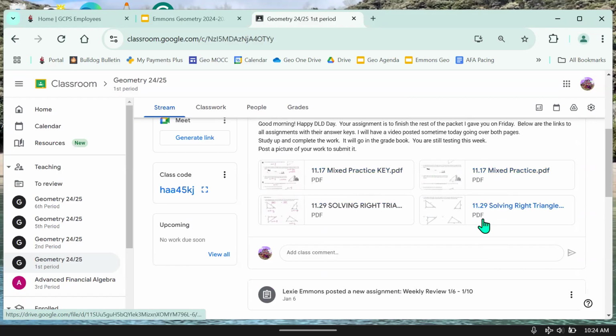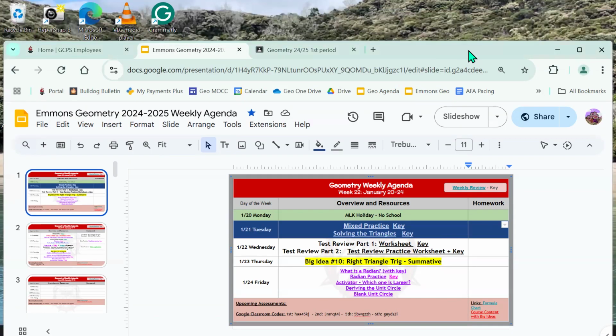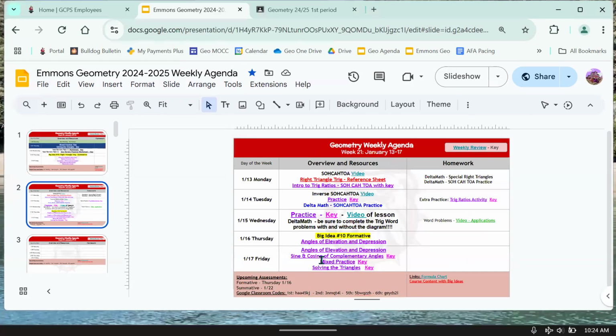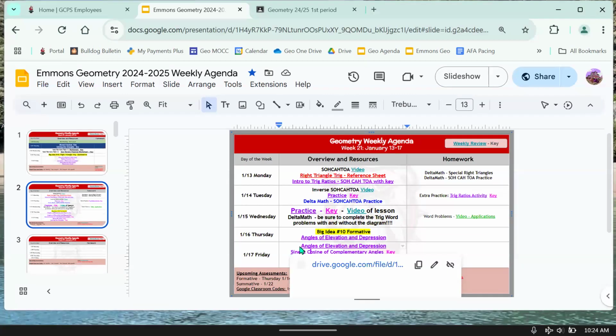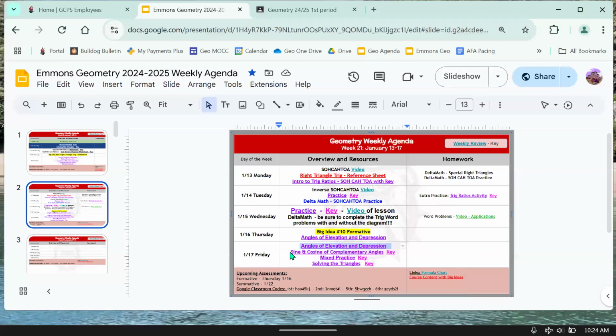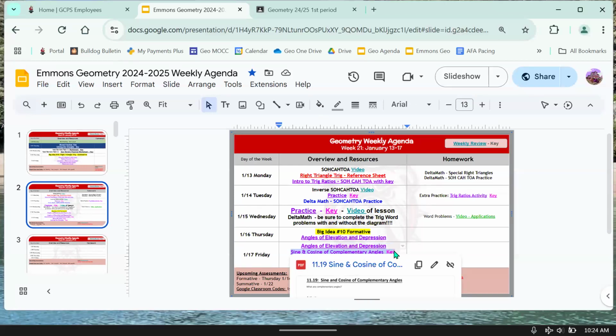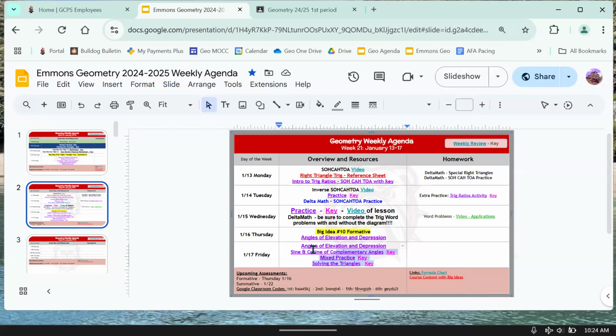Okay, you have the actual worksheets and the answer keys to go along with it. I will be doing a video going over all of it as well, so you guys are absolutely prepared for your test on Thursday. To start with, I'm going to do a quick review on what we did on Friday. So on Friday, we did angles of elevation and depression, and then we did sine, cosine of complementary angle. So you got a packet with all four of these worksheets. So go ahead, pause the video, go get your packet.